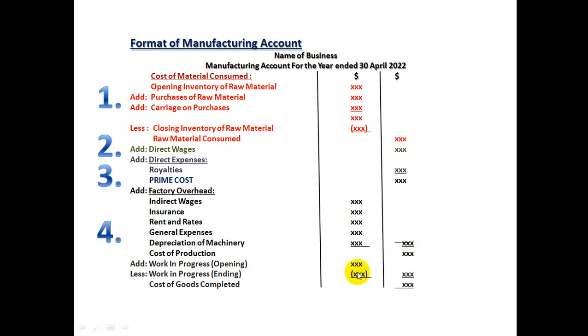Instead of adding and subtracting, we can finally take the difference of these two and just add that amount to the cost of production to finally know the cost of goods completed. This cost of goods completed is used in the income statement of a manufacturing business. So this is about the format which will be used in preparing manufacturing account or statement of goods manufactured for a manufacturing business.